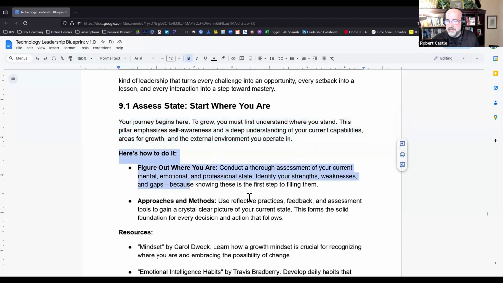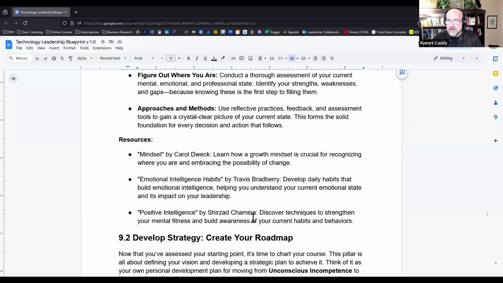So here's how to do it. Figure out where you are, conduct a thorough assessment of your current mental, emotional, and professional state, and identify your strengths and weaknesses and gaps, because knowing these is the first step to fulfilling them. The approaches and methods: use reflective practices, feedback, and assessment tools to gain a crystal clear picture of your current state. This forms a solid foundation for every decision and action that follows.